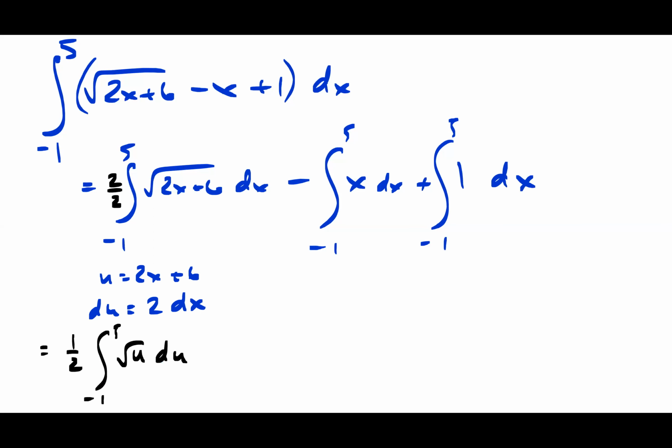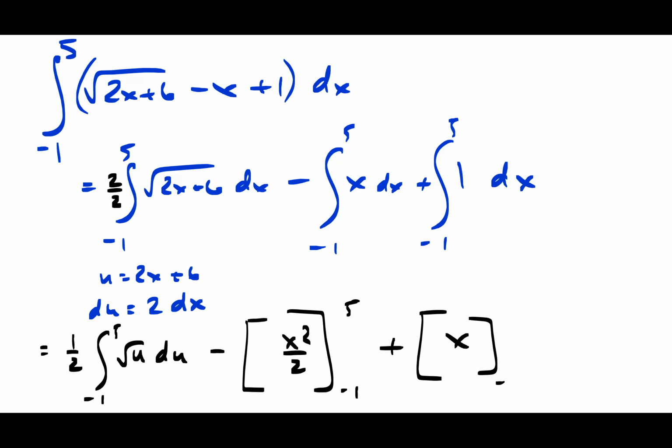Okay, this one's gonna be pretty easy to do. This one's gonna be x, so add 1 to the x exponent, x squared over 2, divide by 2, yep. And we're gonna go from -1 to 5. And then 1 plus x, plus x, perfect. And that's gonna be -1 to 5. Are we good there?